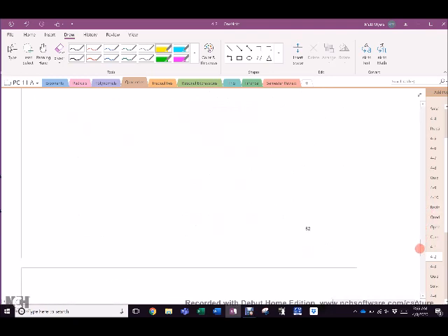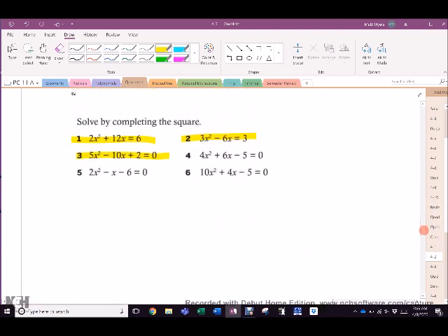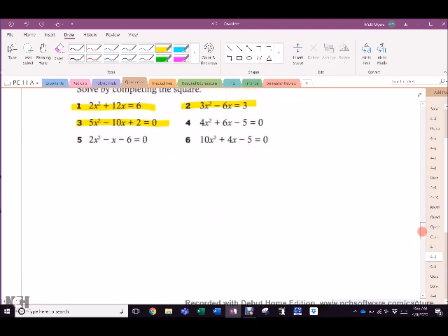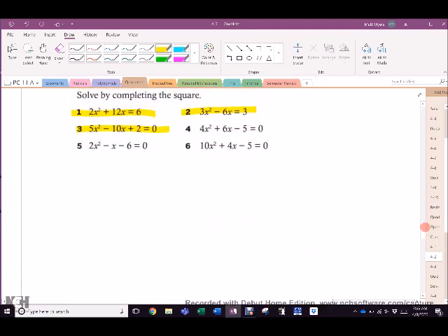Okay, so let's do 1, 2, 3 on this page, and then I'm going to leave you. So 1, 2x squared plus 12x equals 6. Now this one, we don't like that 2, but we're able to divide everything by the 2 because 6 divides by 2, so it's cool. X squared plus 6x equals 3. 6 is even. Oh, thank goodness.